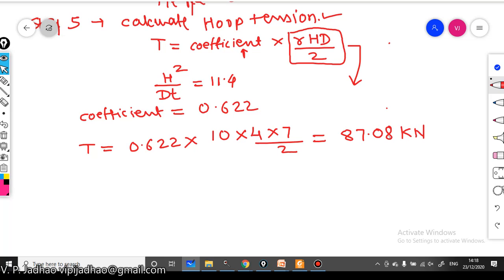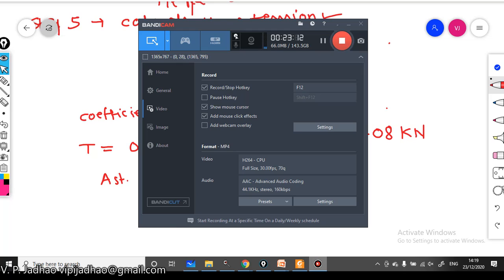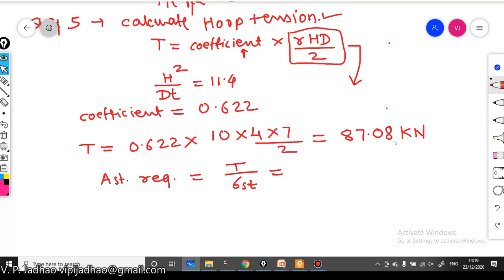87.08 kilonewton. Okay, and we'll directly calculate the value of steel required, AST required, for this particular hoop tension. We will first be calculating the AST required for hoop tension. The formula for calculating the AST required is T divided by sigma ST. So, just putting the value, 87.08 divided by sigma ST.